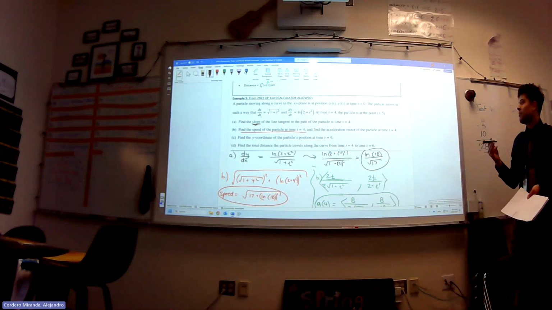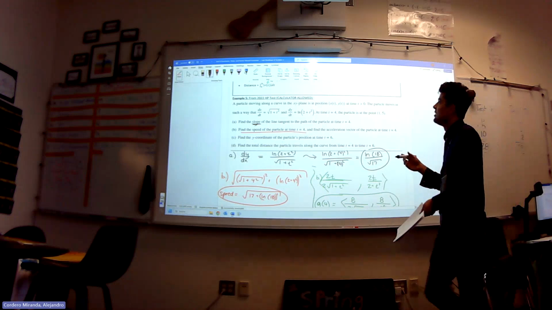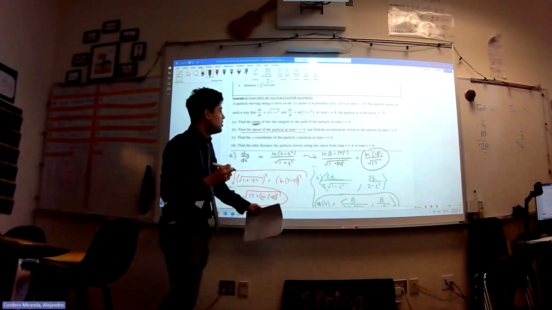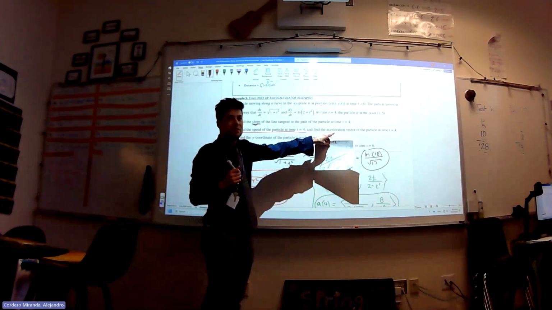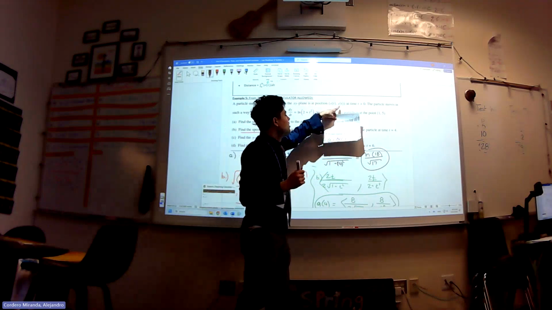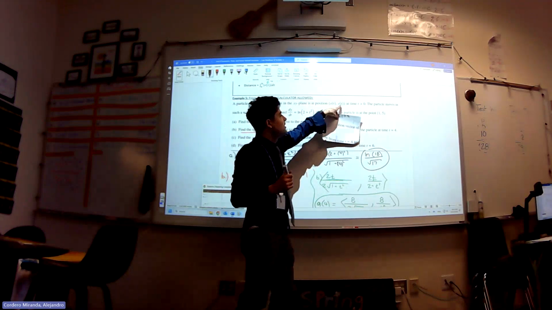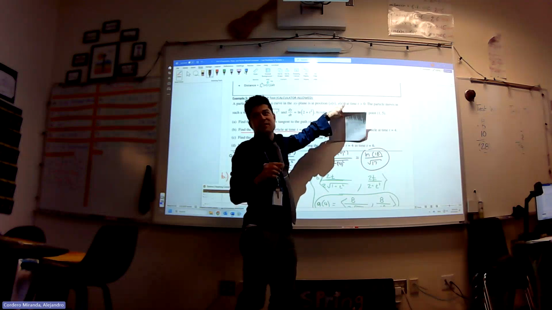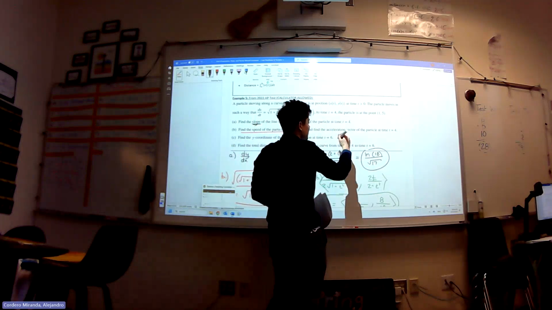So let's review what we got to do. The particle's position at t equals 6. If it just wants the y coordinate of it, do you agree that it just needs y of 6? Okay, so it's asking for y of 6.